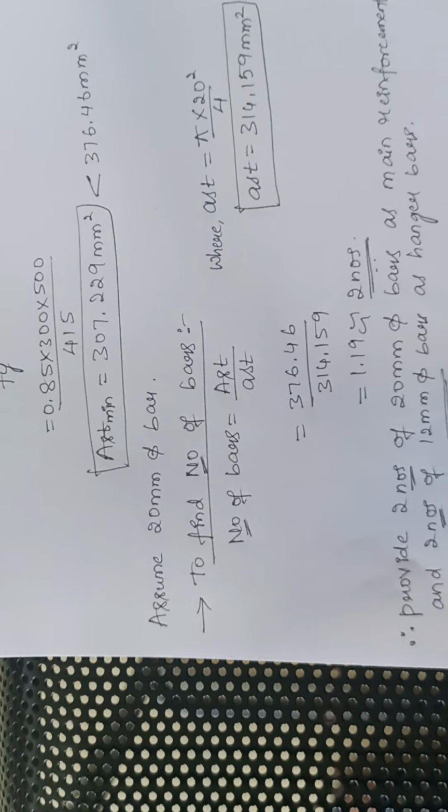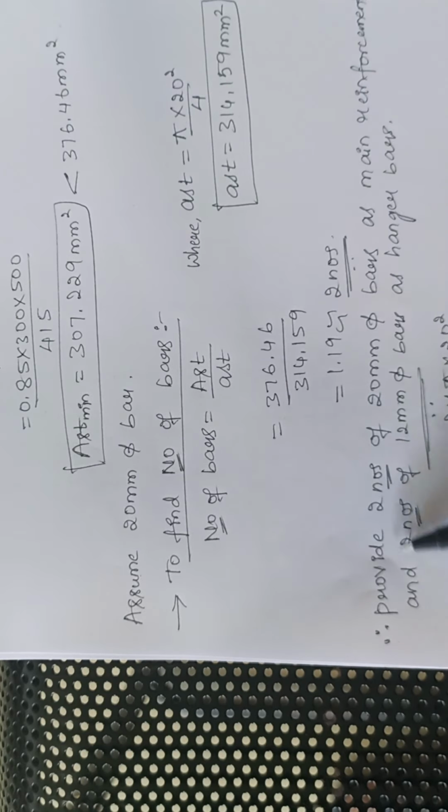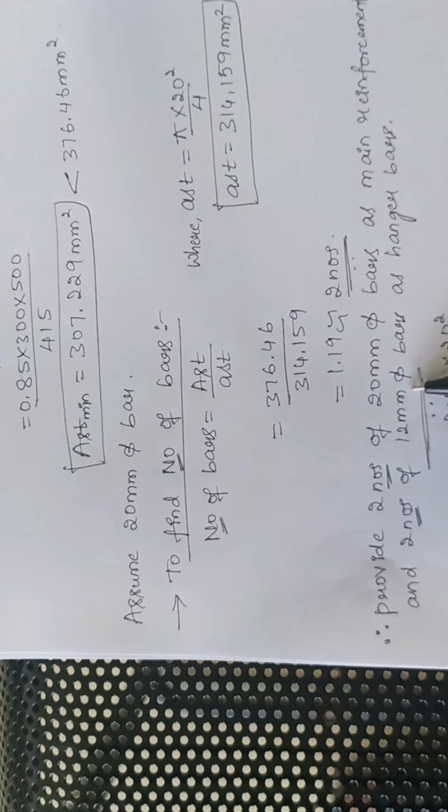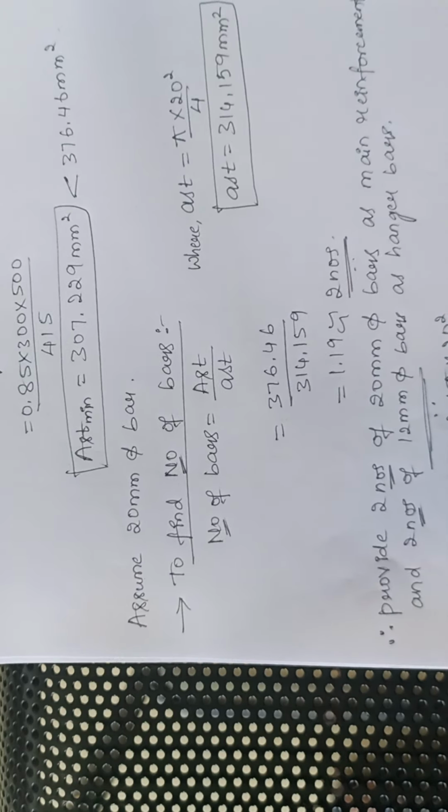Finally, you mention a sentence as provide 2 numbers of 20 mm dia bars as main reinforcement, that is on the tension side, and 2 more extra bars have to be provided on the compression side in the form of hanger bars. So let us consider it as 2 numbers of 12 mm dia bars, which are provided on the compression side as hanger bars.